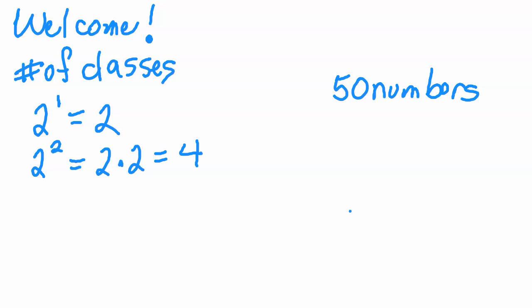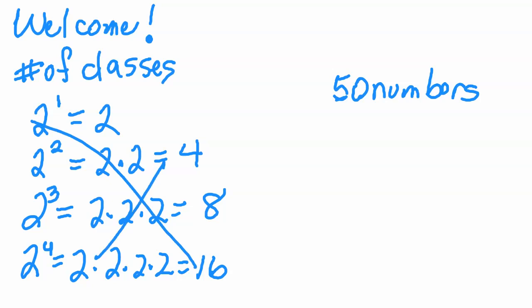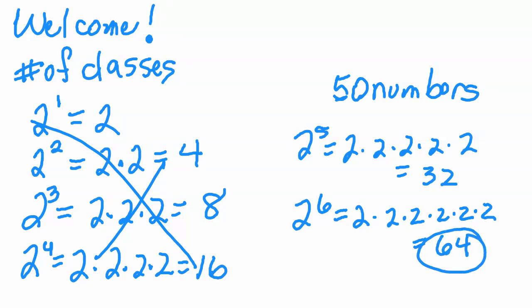You're going to keep going until you find a number bigger than 50, until you find a number bigger than the number of numbers you have. So 2 to the cubed is 2, 2, 2, which is 8. That's not big enough. 2 to the 4th is 4 2s. That's 16. None of these are bigger than 50. Keep going. 2 to the 5th is 5 2s. That's 32. That's not big enough. 2 to the 6th is 6 2s, and that's 64. So we can stop right now because 64 is bigger than 50.